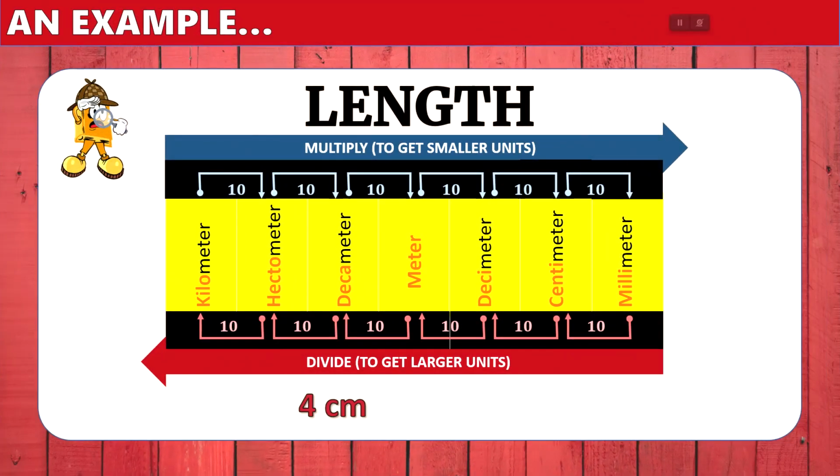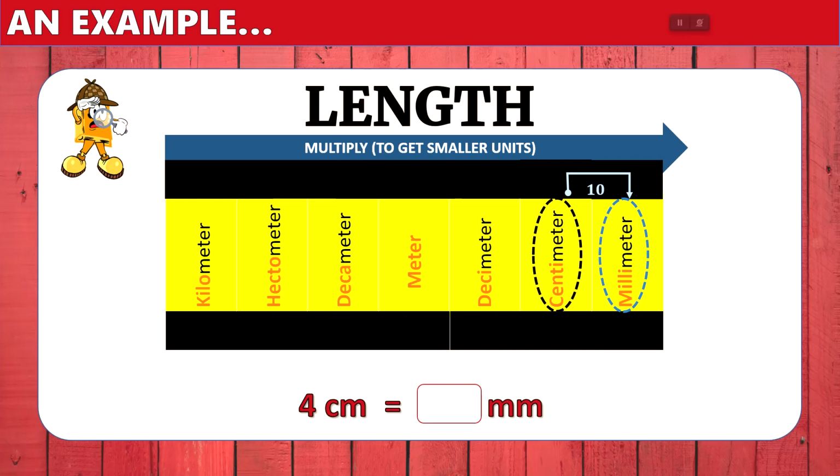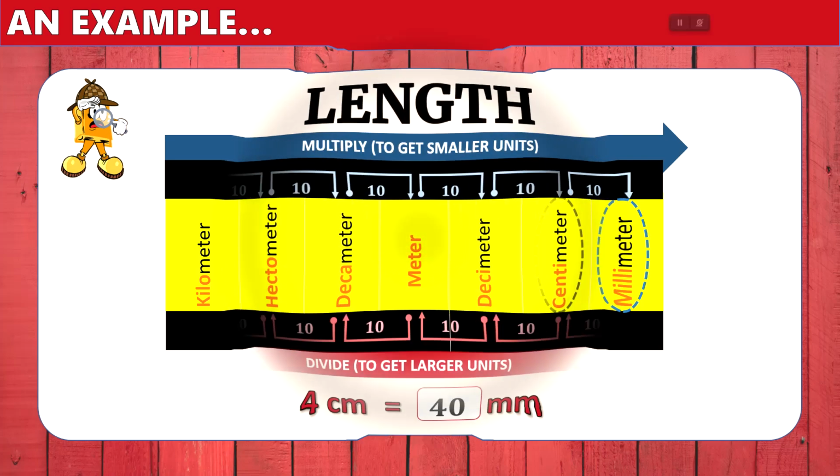And let's use an example. If we had 4 centimeters and we wanted to know how many millimeters that is, to convert centimeters to millimeters, we locate the centimeter, the starting point, and then the millimeter, the ending point. We can see from centimeter to millimeter, we're going in the right direction, which means we need to multiply. It's one step, so we multiply by 10. 4 times 10 is 40.